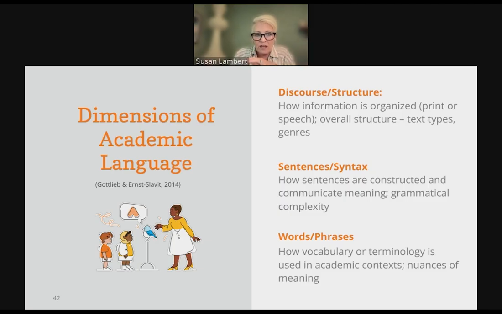And so when we think about academic language and how much more complex it is, how it's used specifically in different disciplines, we have to pay attention to word level, sentence level, and overall structure. And we can't leave out one or the other. All are important.